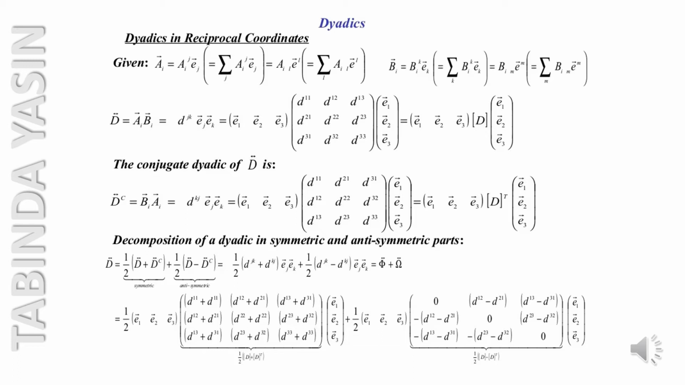And these two values are written as 1 over 2 e1, e2, e3 in their component form, D11 plus D11, D12 plus D21. All the values are written, that is the value for 1 over 2 D dyadic plus D dyadic transpose, and plus the second value, and all the components are written. The second is for 1 by 2 D dyadic minus D transpose.